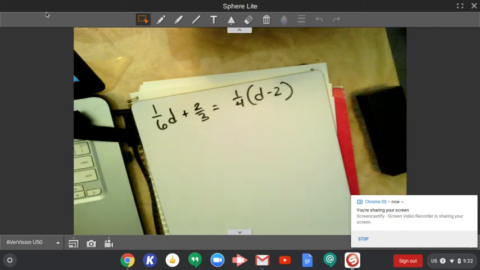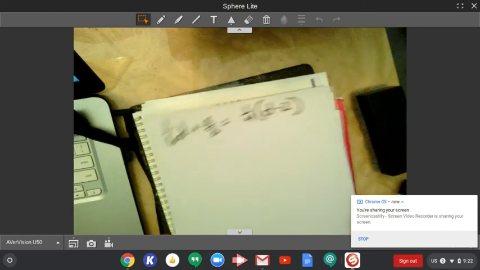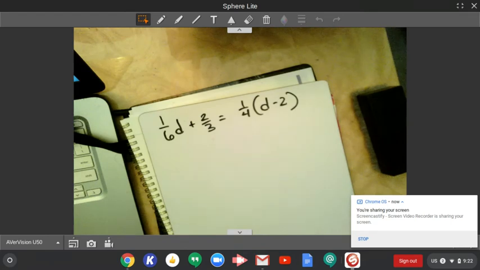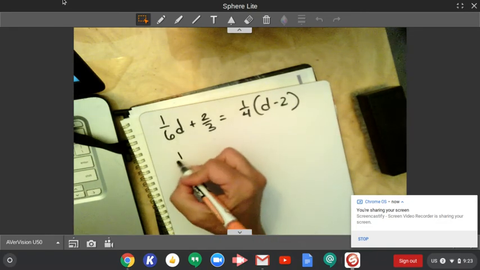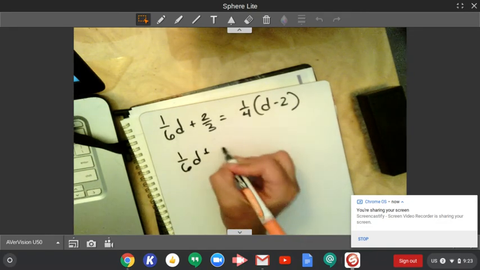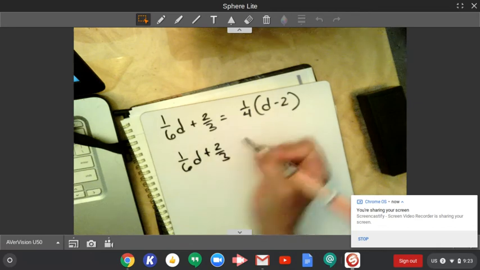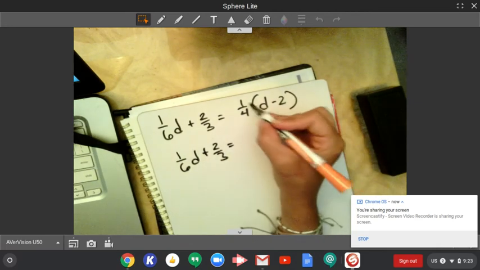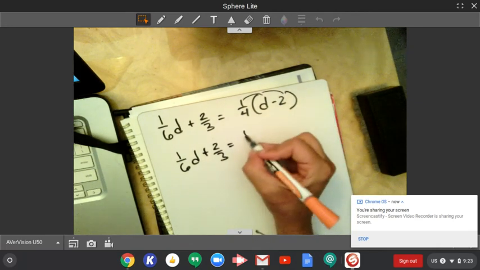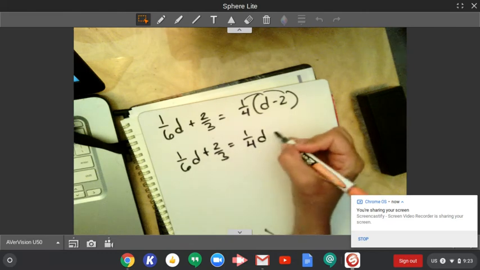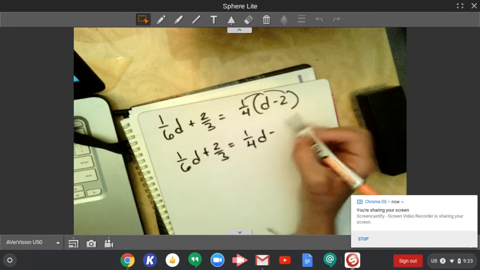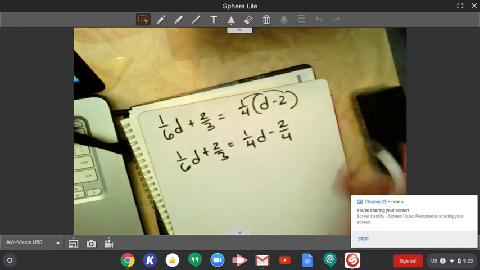Good morning. Today we are going to work with multi-step equations with variables on both sides and fractions. So first step, we want to rewrite the problem. And we're going to distribute to get rid of these parentheses here, the 1/4. 1/4 times 2 is 2/4.